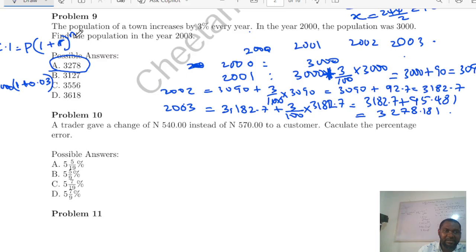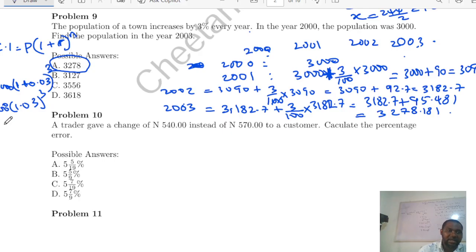So then raised to n. N is the years. So if you check from 2000 to 2003, we have 3 years. So 2000, 21, 22, 23, so that's 3 years. So this is now going to be 3000 into 1.03 raised to power 3. So let's see what that would be. 3000 using my calculator. So 3000 times 1.03 raised to the power of 3.